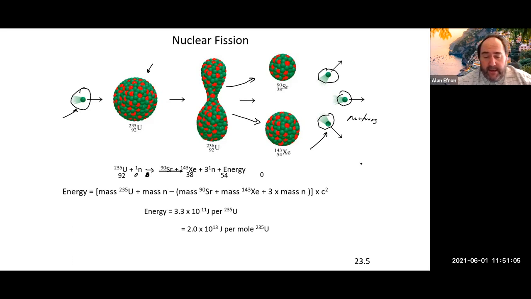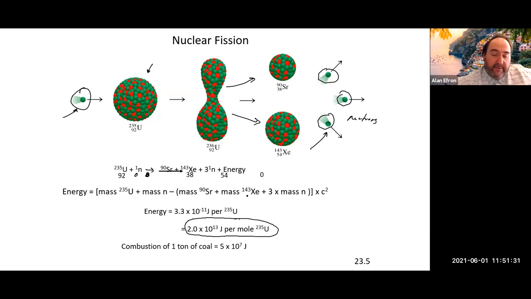Overall, if we do a comparison in terms of the energy here versus, say, the energy for a ton of coal, and we take our products minus our reactants in terms of energy, we get an energy difference being released by uranium-235 of about 10 to the 13 joules per mole. In comparison, a ton of coal is going to give off 10 to the 7 joules. That's a much bigger difference in terms of the energy that's happening there.